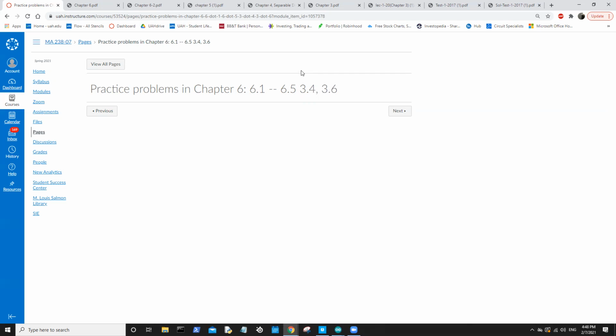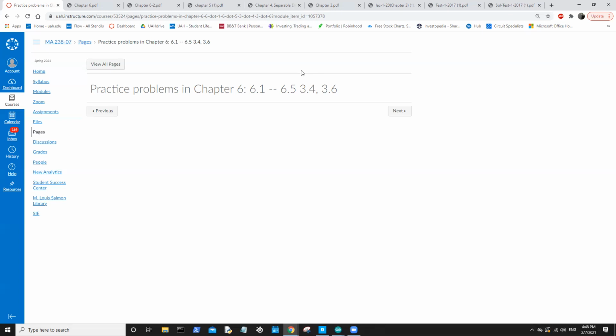So he said he wants us to start with 6.1. So 6.1 has parts A through C. 6.2 is a singular IVP problem. 6.3 has parts A through C. 6.4 is a singular problem with an IVP. 6.5 has parts A through C. So it alternates.